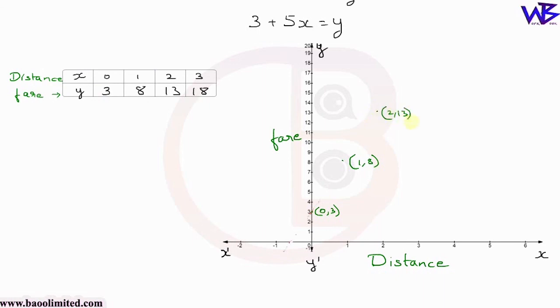2, 13. And when x is 3, y is 18. It will be somewhere over here. 3, 18. Now let's connect these points. And this line is called 3 plus 5x is equal to y curve.